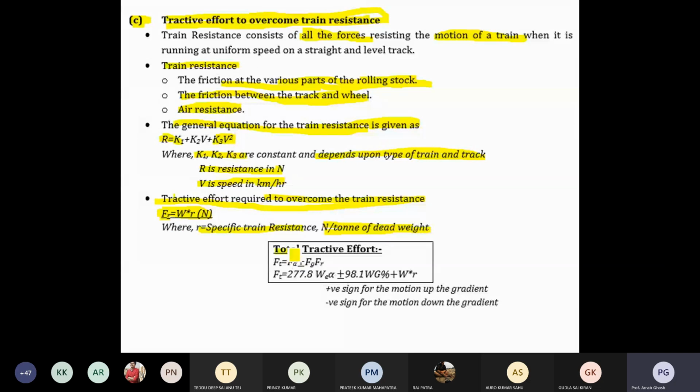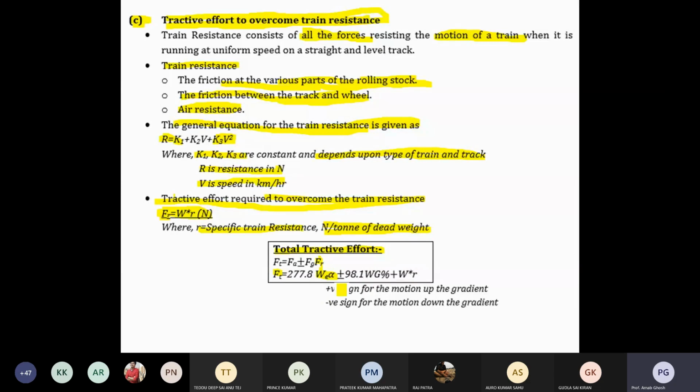So total tractive effort, what will be the value? Ft equals Fa plus or minus Fg plus Fr. Some printing mistake is there; it should be plus Fr. So Ft equals 277.8 We times alpha, which you get from the previous expression, plus or minus 98.1 Wg percent, which is also from my previous slide, and finally the expression W into R.